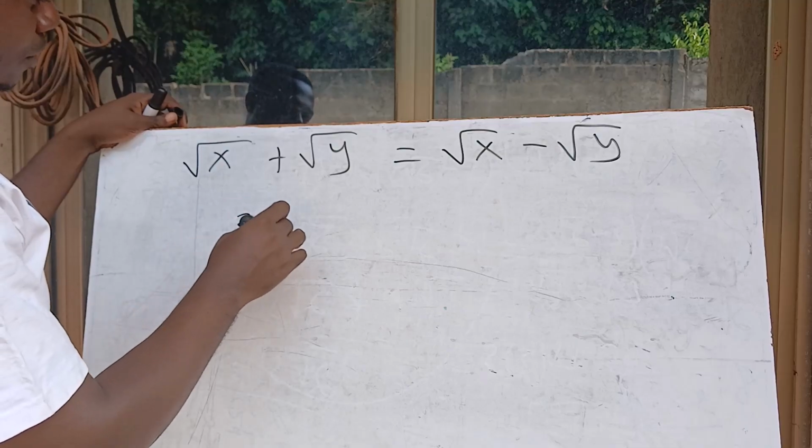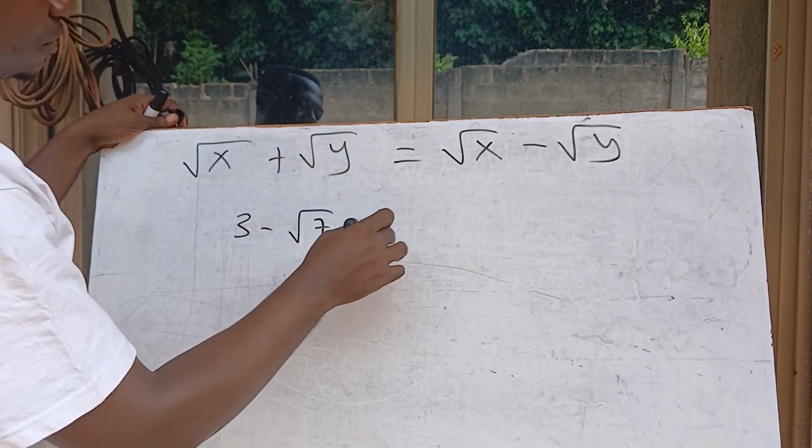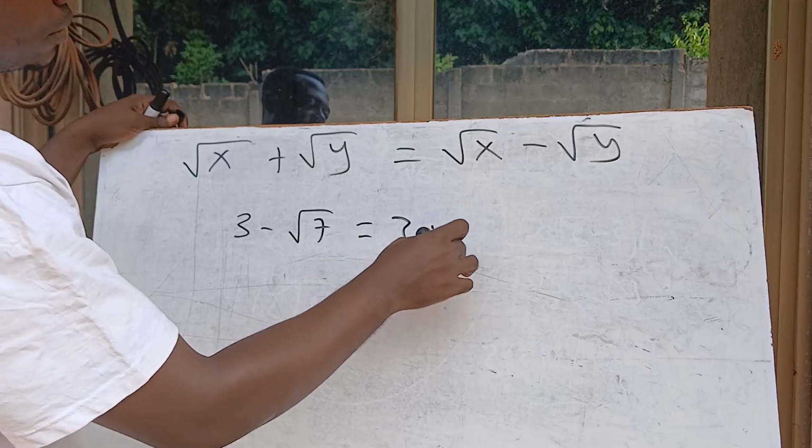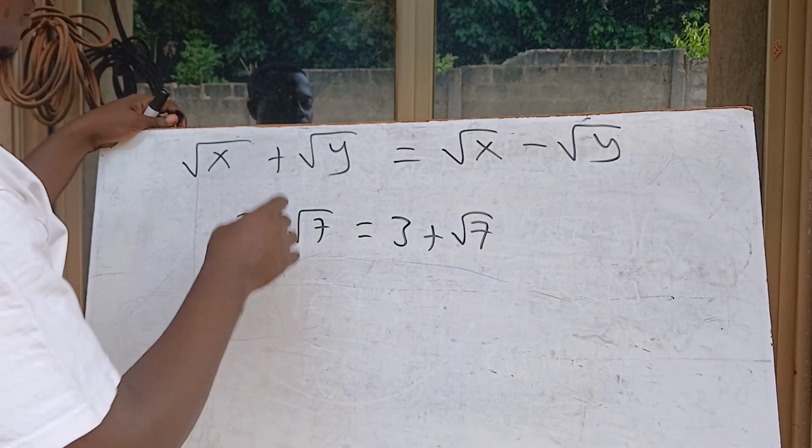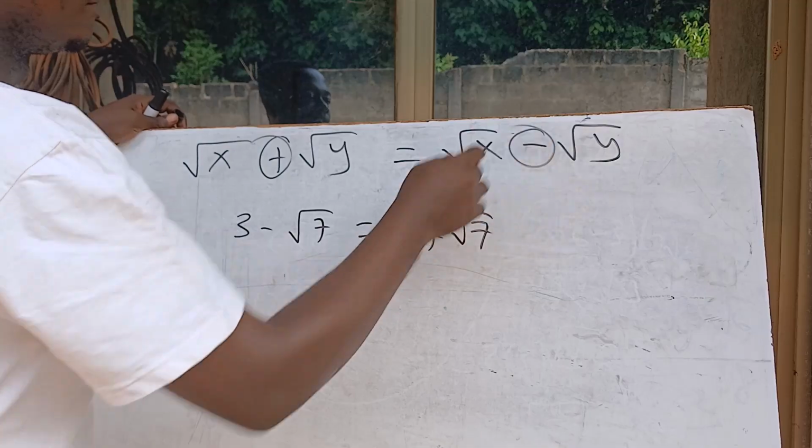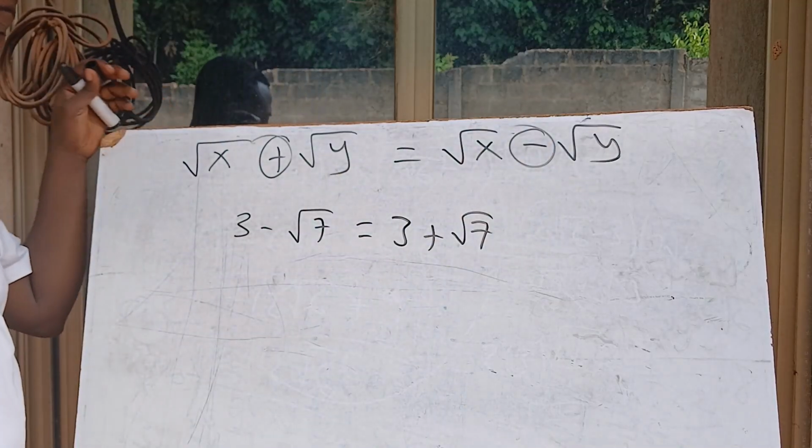When we have 3 minus root 7, its conjugate will be 3 plus square root of 7. So it's a matter of changing the sign. All right, so that's the conjugate.